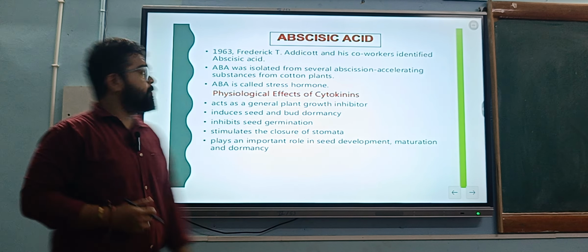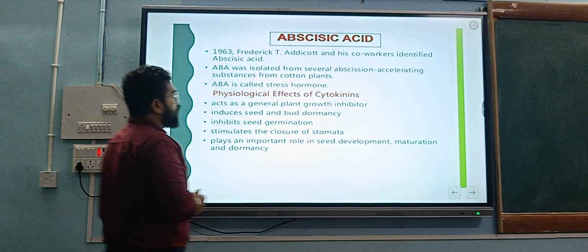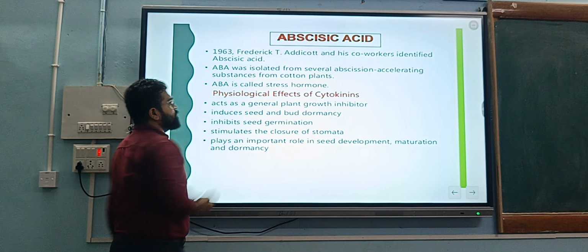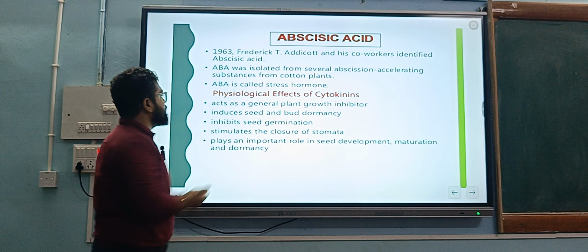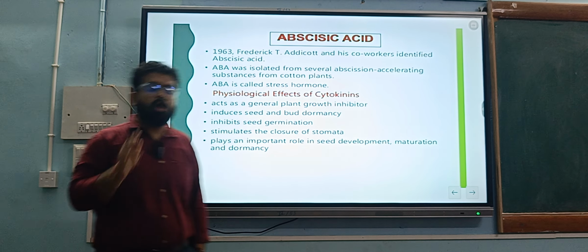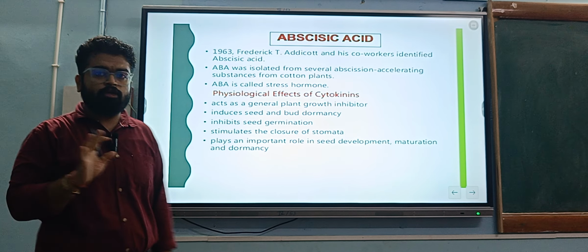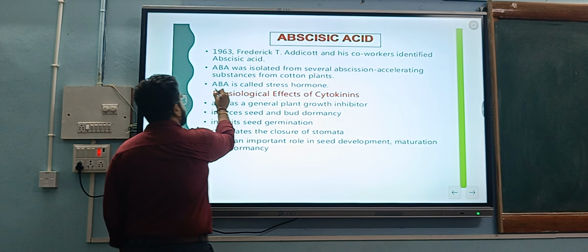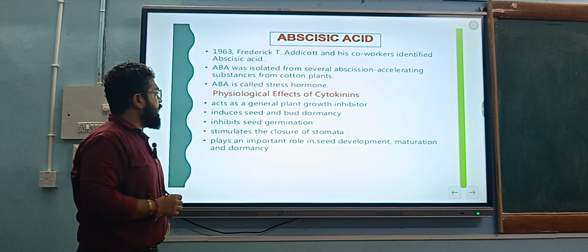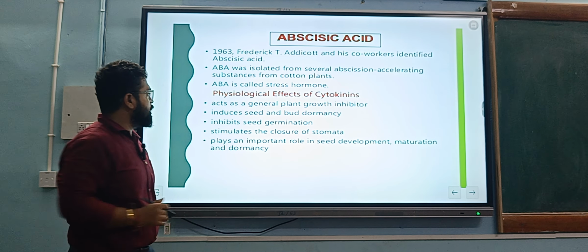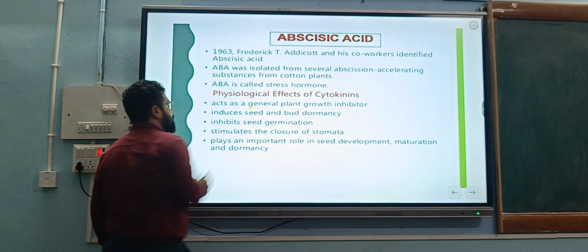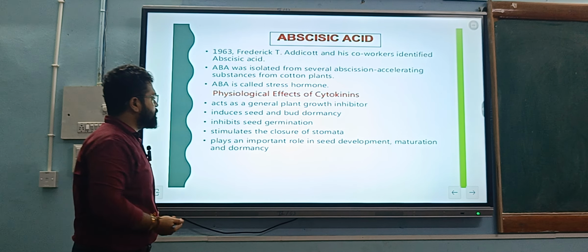Abscisic acid was identified by Frederick Addicott and co-workers, who isolated it from several abscission accelerating substances from the cotton plant. Abscisic acid is also called the stress hormone, which is very important from the competitive exam point of view. It acts as a general plant growth regulator. It induces seed and bud dormancy and inhibits seed germination.